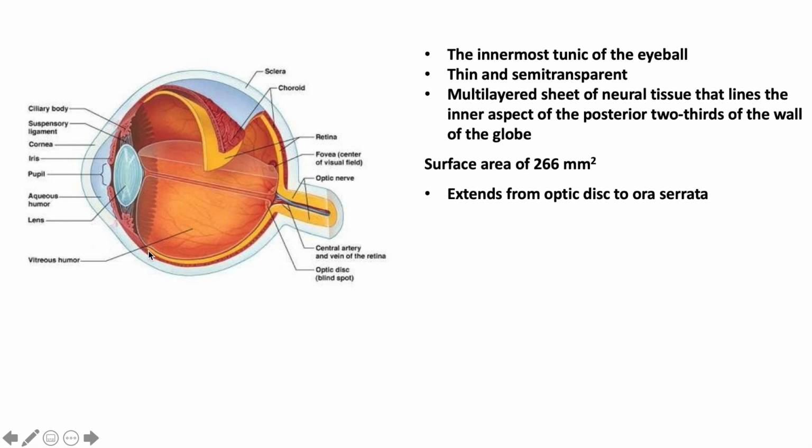So the retina does not encapsulate the whole area. In fact, how it does is it comes around like this and then swings back around. So imagine it like a 3D layer of sheet. It goes from the ora serrata, which is here, just posterior to the lens, all the way down to the optic disc. So it covers 2/3 of the posterior part of the eyeball with a surface area of roughly 266 millimeters squared, and it's very thin and semi-transparent, and it's the innermost layer.